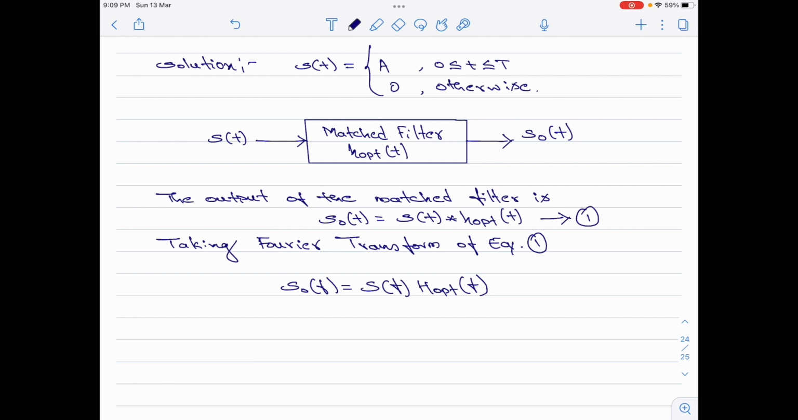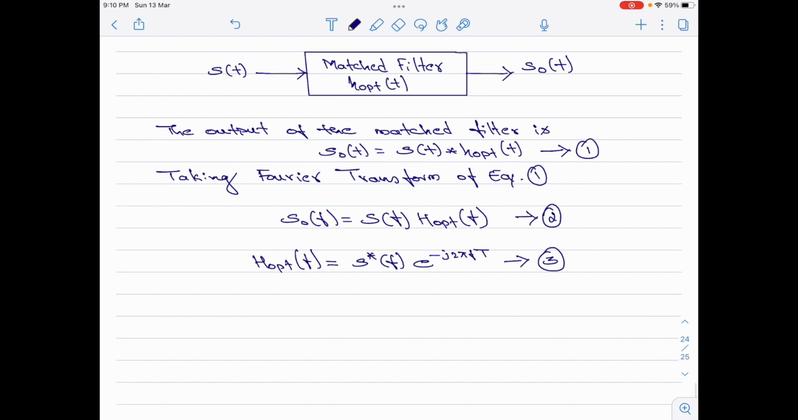As per the theory, the value of H optimum of f is given by S star of f into e to the power of minus j 2 pi f capital T. Let me now substitute this, which I will call equation 3, and the previous equation as equation 2. So, I will substitute equation 3 into equation 2.